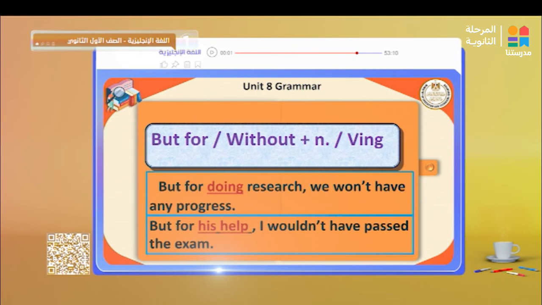But for his help, I wouldn't have passed the exam. We can say without his help. Without his help, I wouldn't have passed the exam. As you see, we used it in if type 1, if type 2, or if type 3.